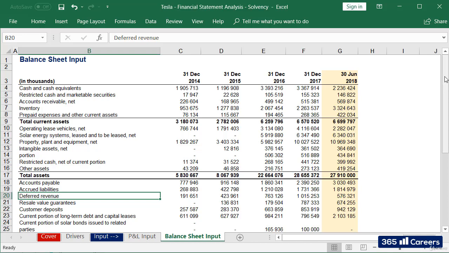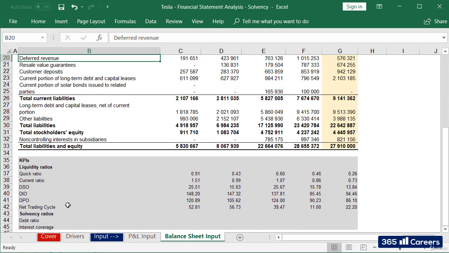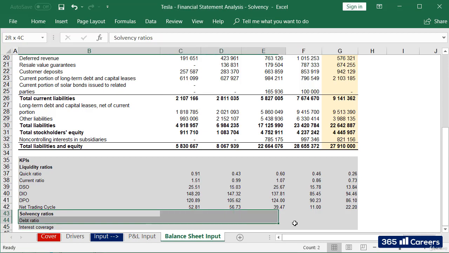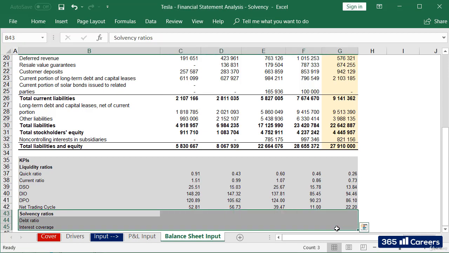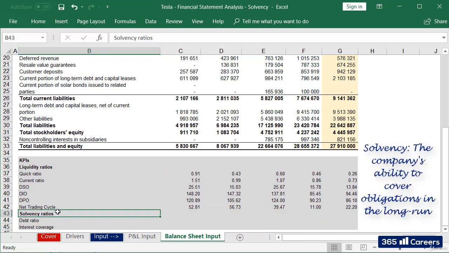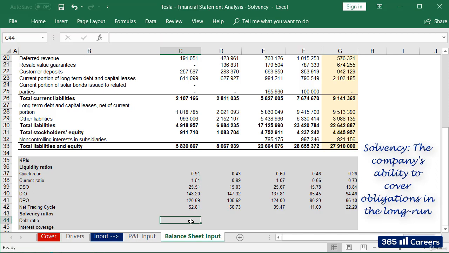Solvency ratios are used to monitor a firm's ability to service future debt obligations. We are not only looking at the short term, as we did with liquidity ratios, but we are also interested in the company's ability to cover debt repayments in the long run.